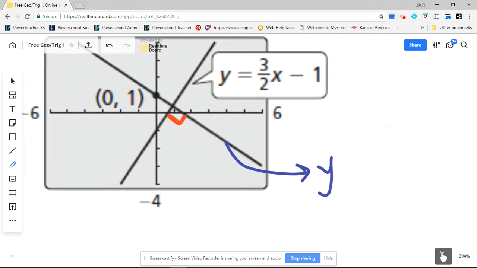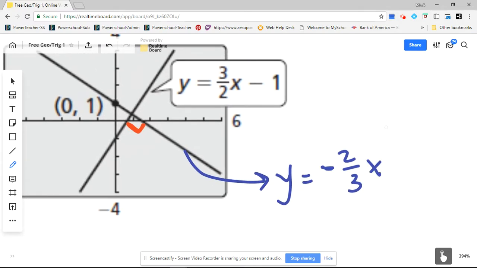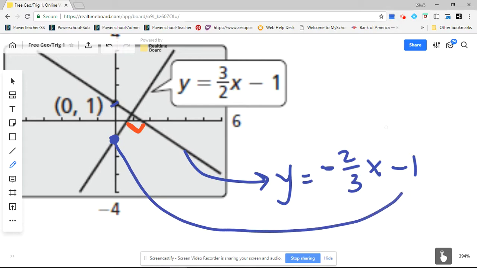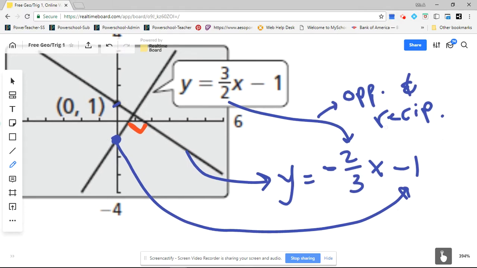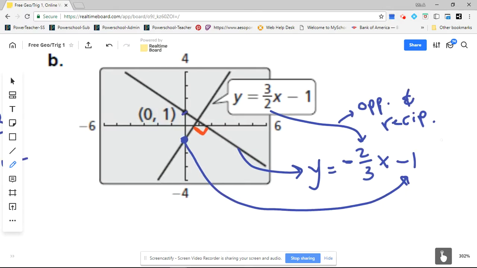So we're going to put y equals, and I need the opposite sign, and I need the reciprocal, negative 2/3 x, and then I need my right here is a negative 1 slope. So this right here is negative 1. And you can see right here my slopes are opposite and reciprocal. Opposite and reciprocal. We changed the sign and we switched it around. So that was B.